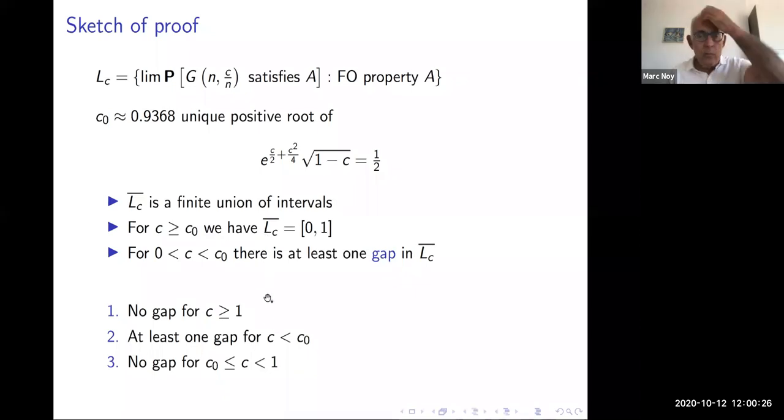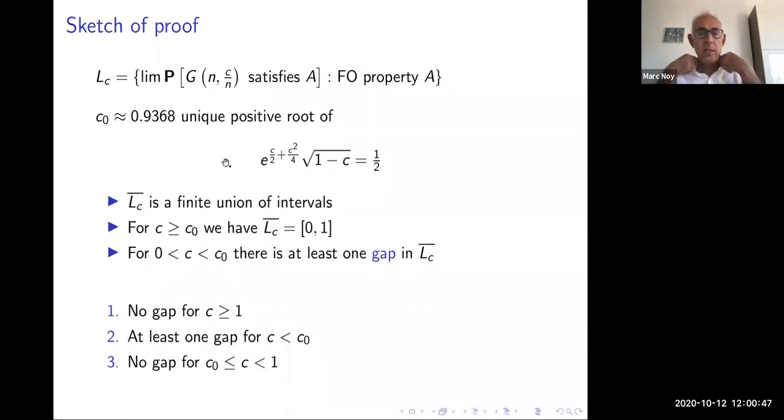And along the proof, we'll see that this is always a finite union of intervals. So it's not a complicated set. It's a finite union of intervals, but the behavior depends on c, and we'll see the combinatorial meaning of this constant.